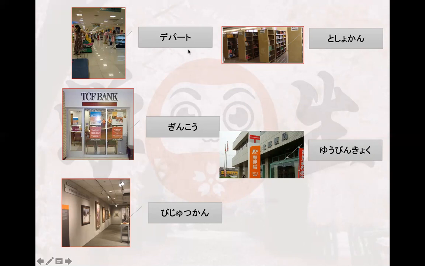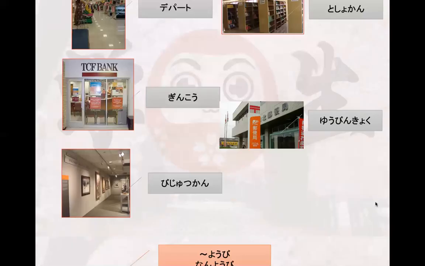So again, repeat after me. Depato, department store. Ginko, bank. Bijutsukan, art museum. Toshokan, library. Yubinkyoku is post office. Alright? So mga places in Japan. So ganyan natin sila tawagin.